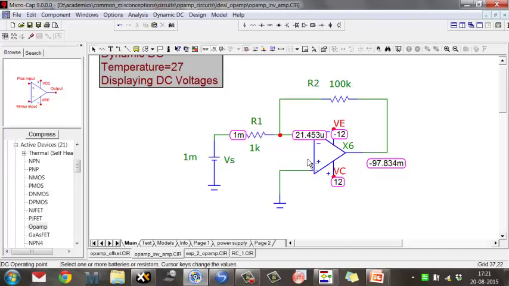Offset null pins are there so that, here I'm just going and editing the model parameters, right? So in a real op-amp, how do you make it 1 pico or whatever? You use a potentiometer, you can adjust and cancel it. So in a real device, there is a means provided for you to tune the mismatches and make it 0. Right? So now minus 97.834.